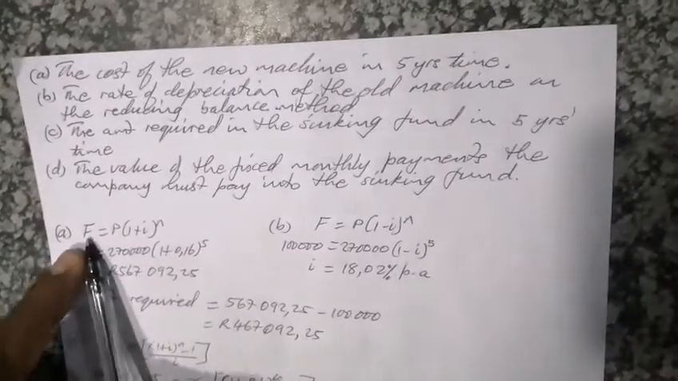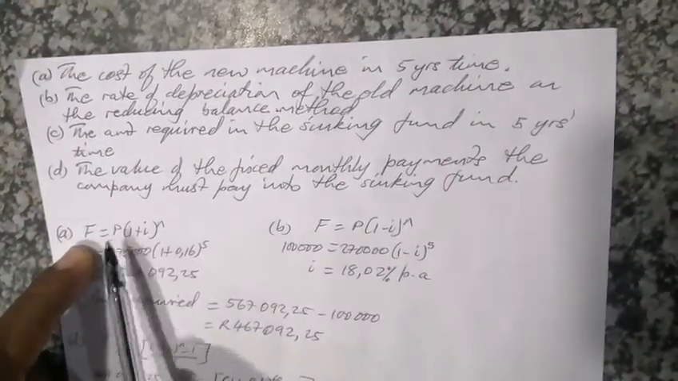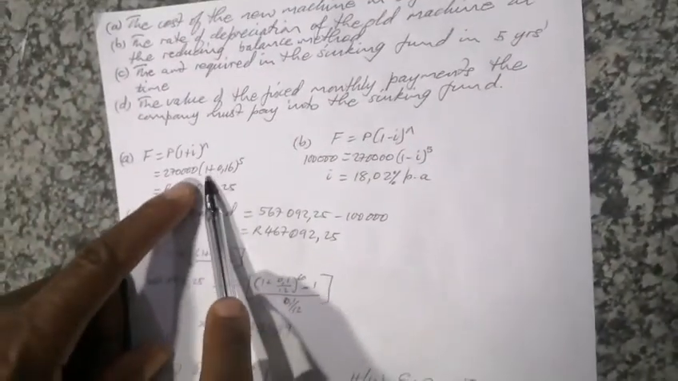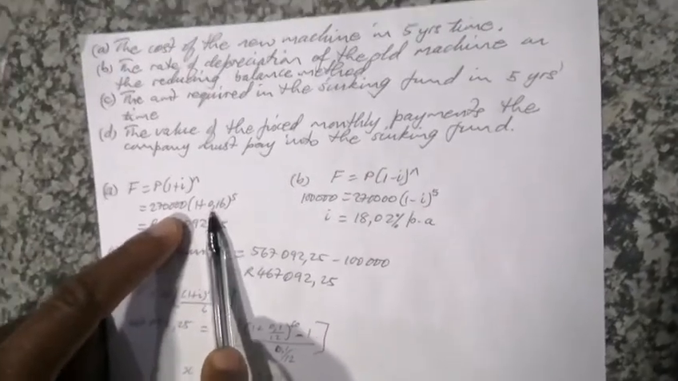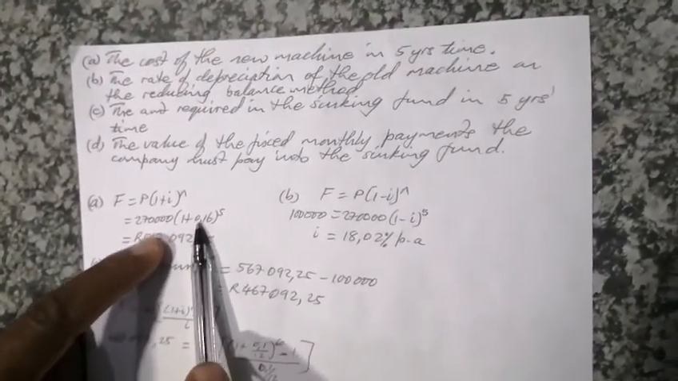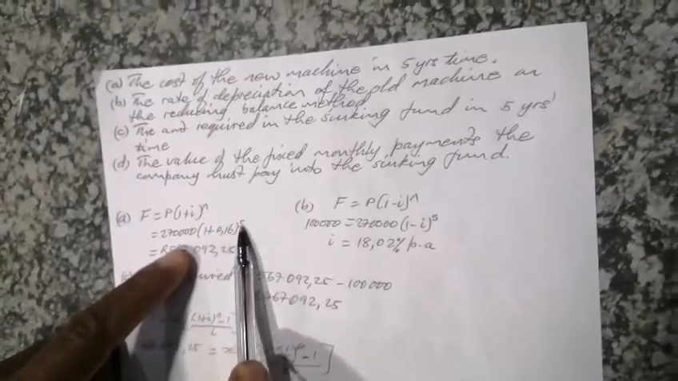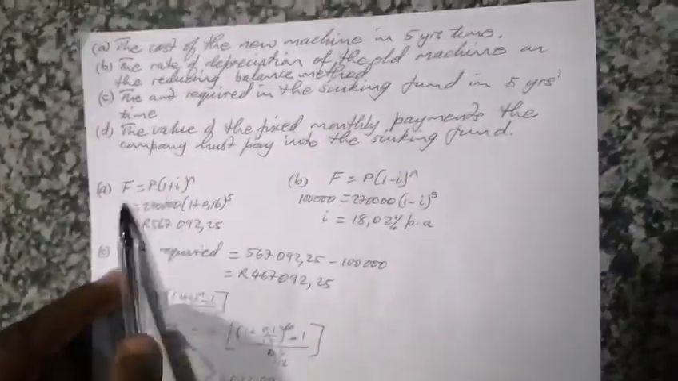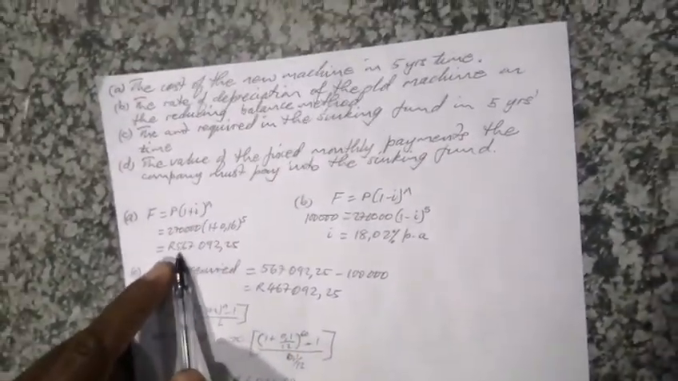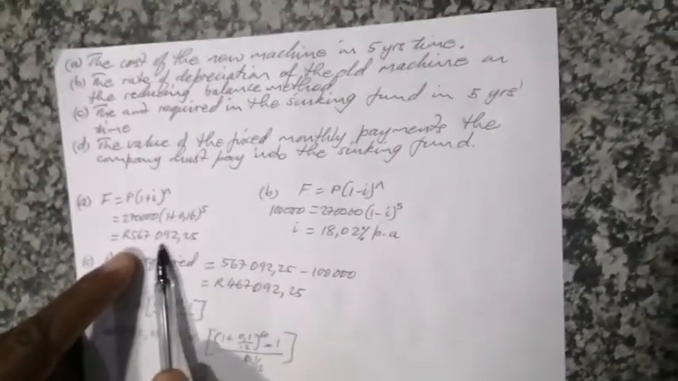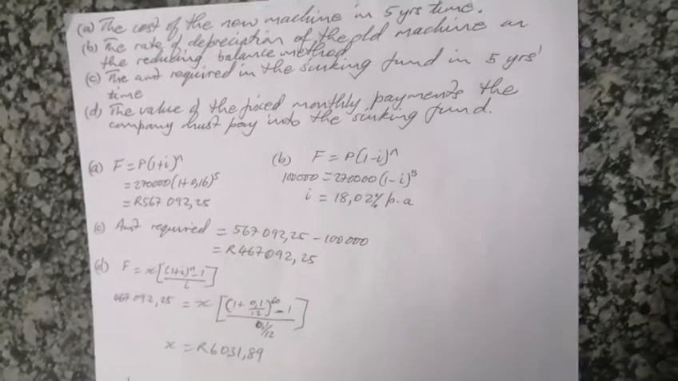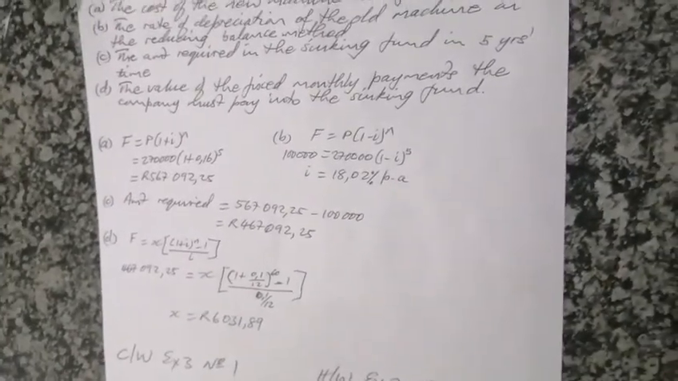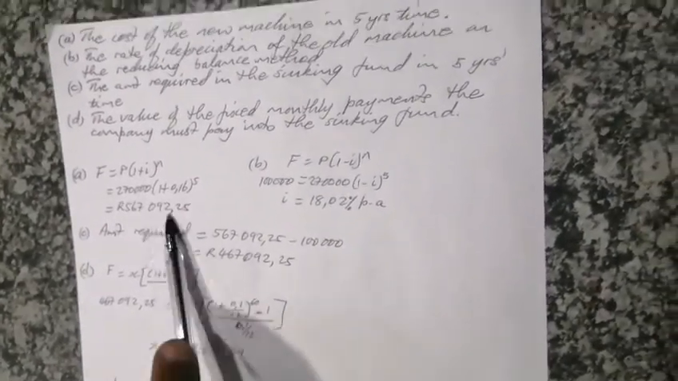So the future value of the machine will be given by P, which is our 270,000, into 1 plus the escalating rate was 16%, so it's 0.16, to the power 5. When you use your calculator, you end up with 567,092.25 is the amount that one has to pay for the same photocopying machine.